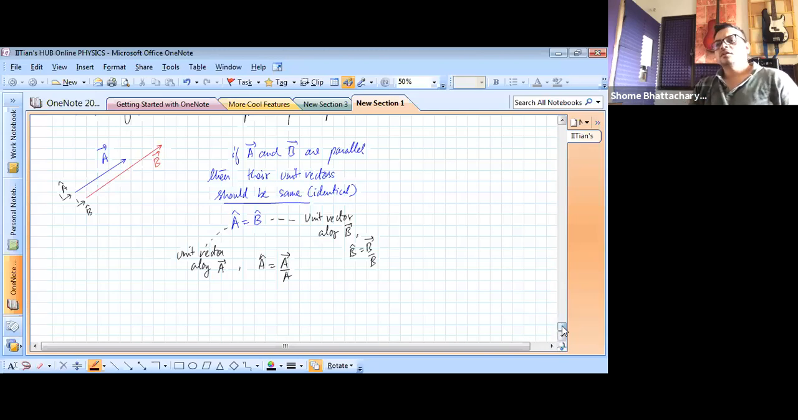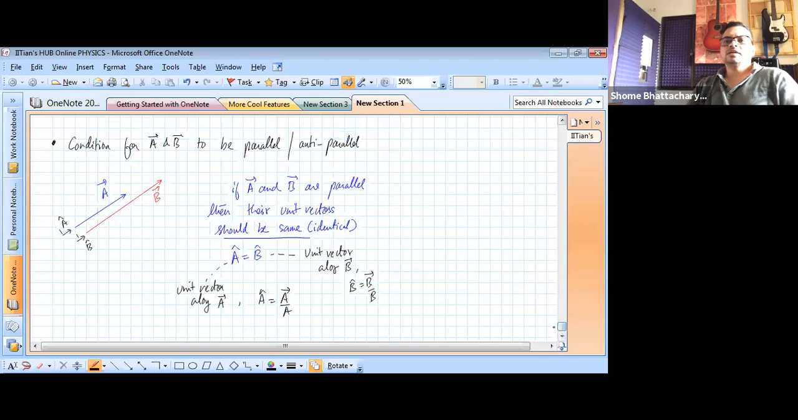The above is just the heading: condition for A and B to be parallel or anti-parallel. So we are starting with parallel vectors.